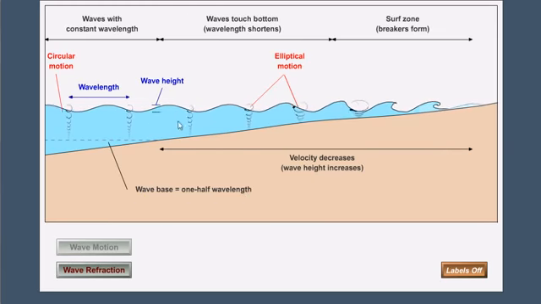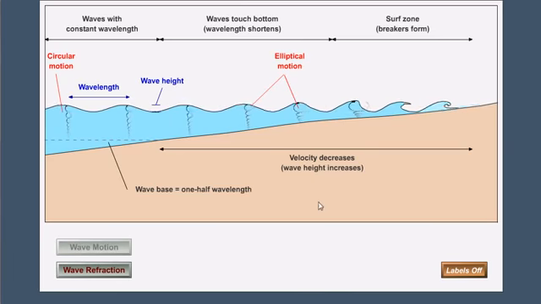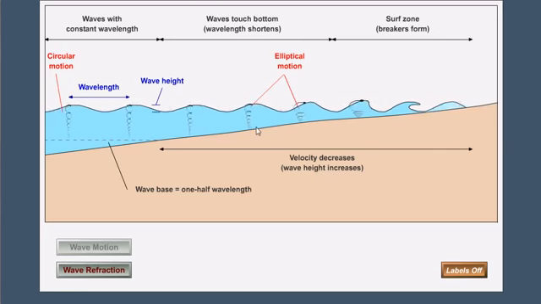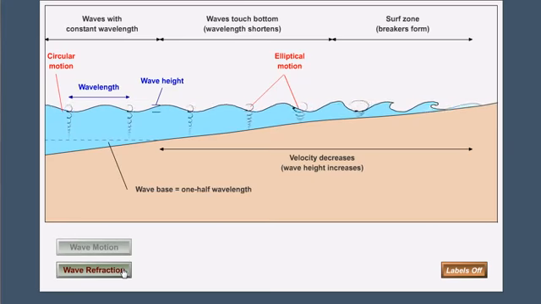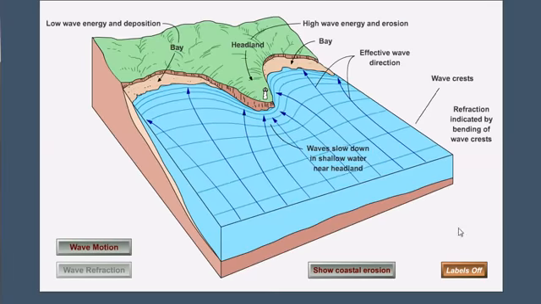And so when waves come into water shallower than their wave base, they begin to feel the bottom. That orbital motion brushes against the bottom, and the waves begin to slow down. And that causes the waves to slow down and bend and change direction, which is the essence of refraction.